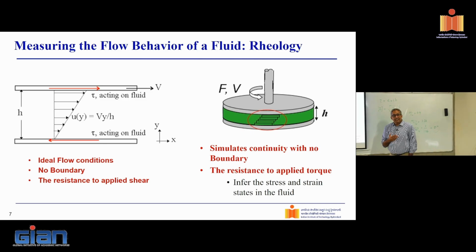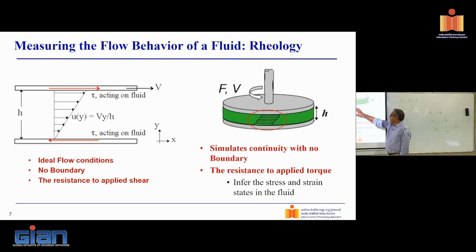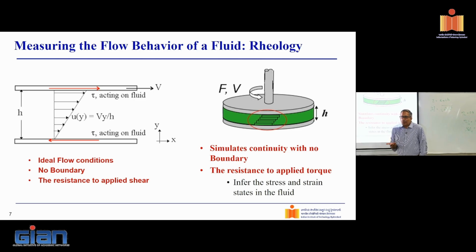Now, why does it simulate the infinite boundary? Because if you think about it, there's no boundary. You keep going around in circles. There is no boundary. So I can actually get over the boundary effect with this geometry, right? So this arrangement where I put two plates in parallel with a small gap in between them and try to rotate this plate relative to this plate. So I have one fixed plate and one rotating plate.